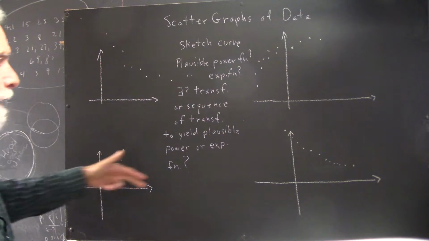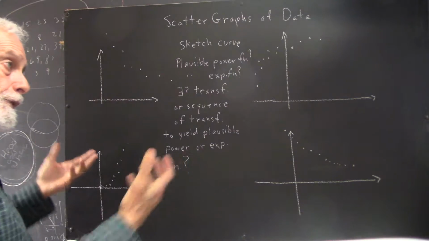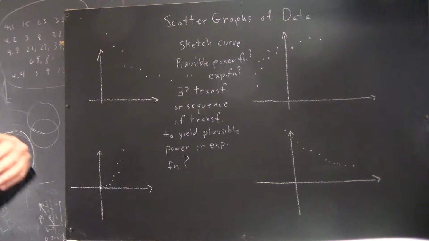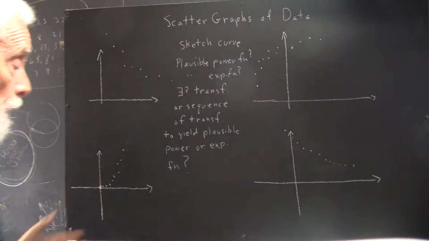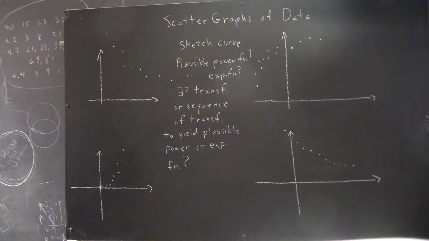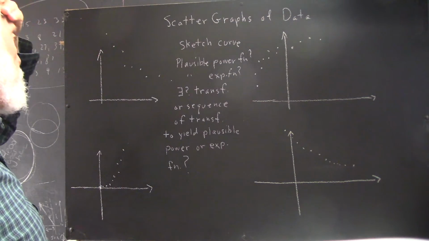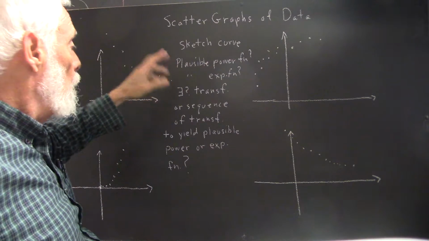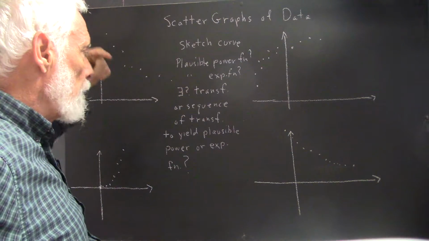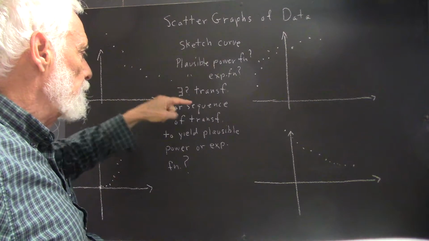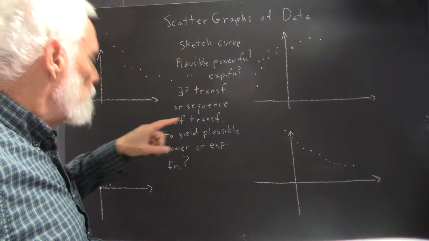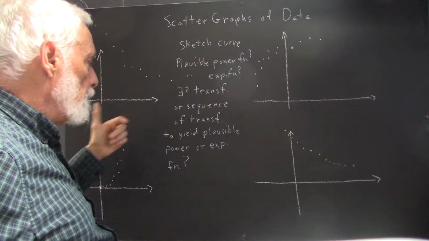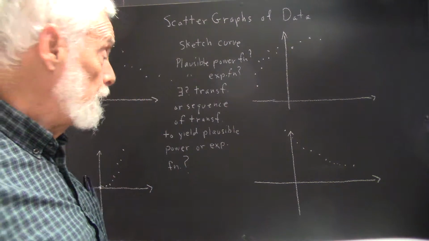Okay, I've got scatter graphs here for 4 different possible data sets. I'm not going to indicate what these data sets might represent at this point. We just want to look at the general idea of a scatter graph representing a data set, and we want to see if that scatter graph plausibly represents a power function, or maybe an exponential function, or if there exists a transformation or a sequence of transformations that will give us plausible power or exponential functions. Better stated, for which the graph would then represent a plausible power or exponential function.